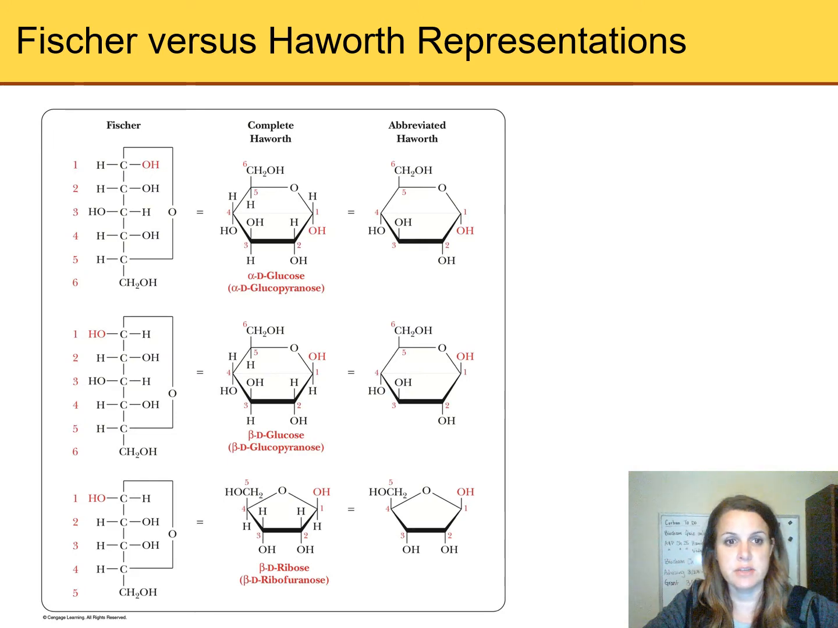Here you see a comparison between the cyclic form of the Fischer projection and the complete Haworth projection. And then also, you'll note that for an abbreviated Haworth, we actually don't include the lines or the bonds for the hydrogens. So you can draw them out in any of these conformations.